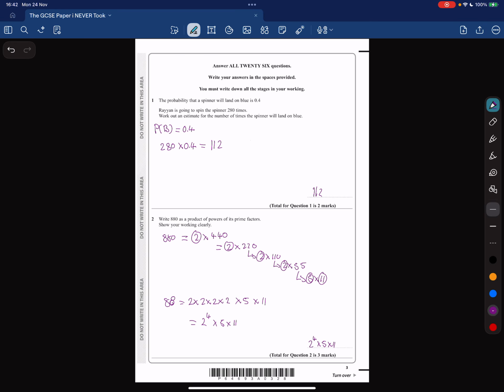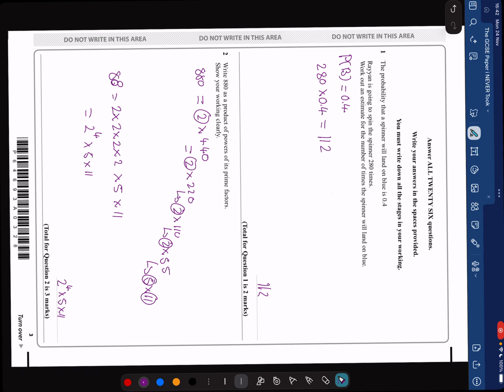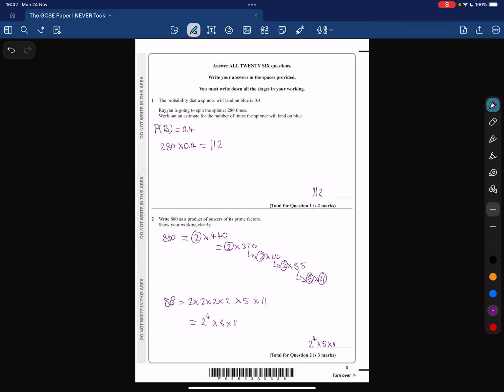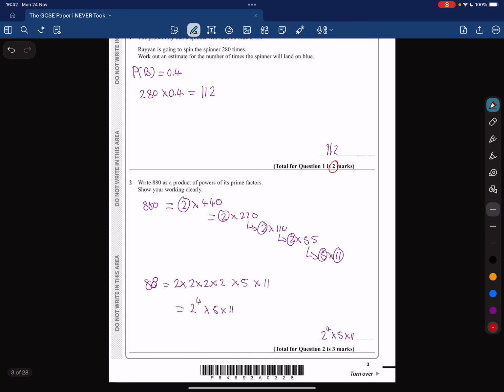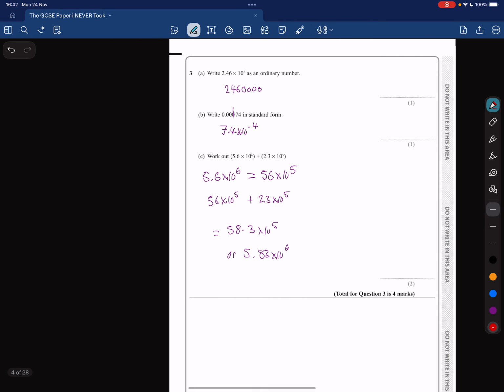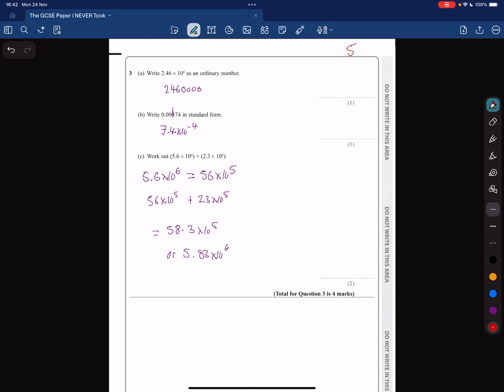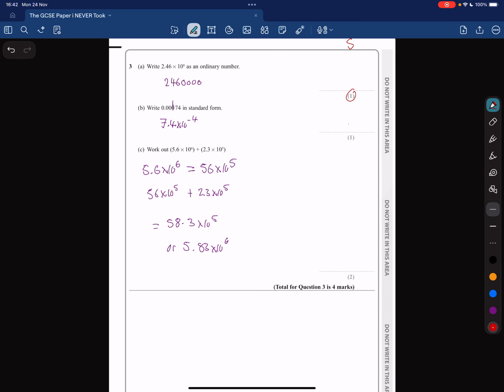Okay, I just need to get the mark scheme up. Pretty confident, hopefully, that I would have done well. Okay, so question 1, 112. Yep, 2 marks. 2 to the 4 times 5 times 11. 3 marks. We're on 5 so far. Okay. 2, 4, 6. And 4 zeros. Yep. 1, 7.4 times 10 to the minus 4.